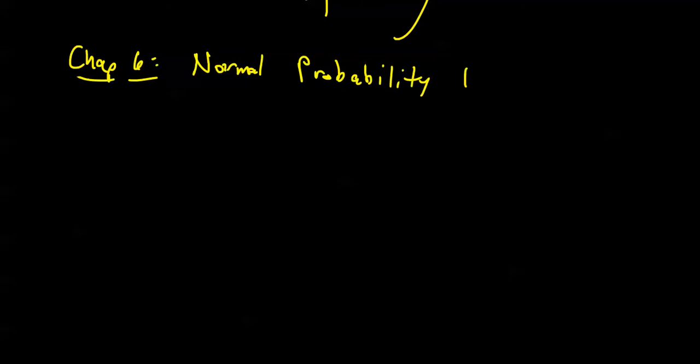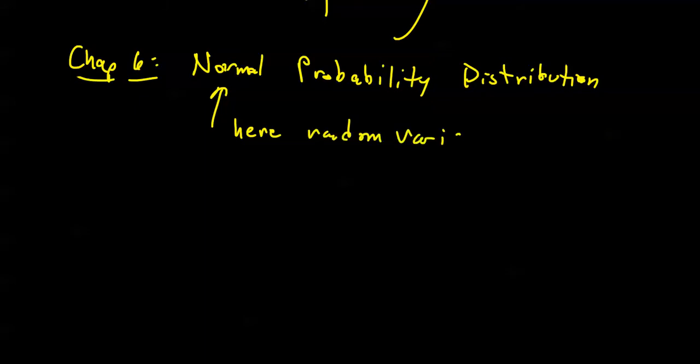Let me talk a little bit more about what that means. In Chapter 6, Chapter 6 is actually entitled the normal probability distribution. And a normally distributed random variable is a continuous random variable. Here, random variables are continuous, not discrete.